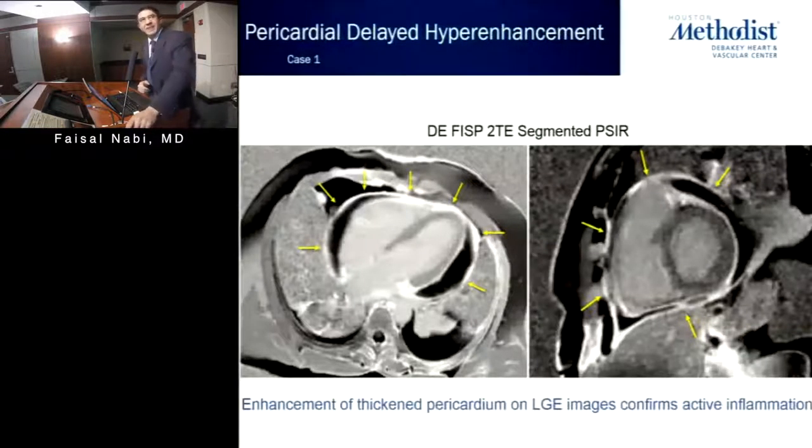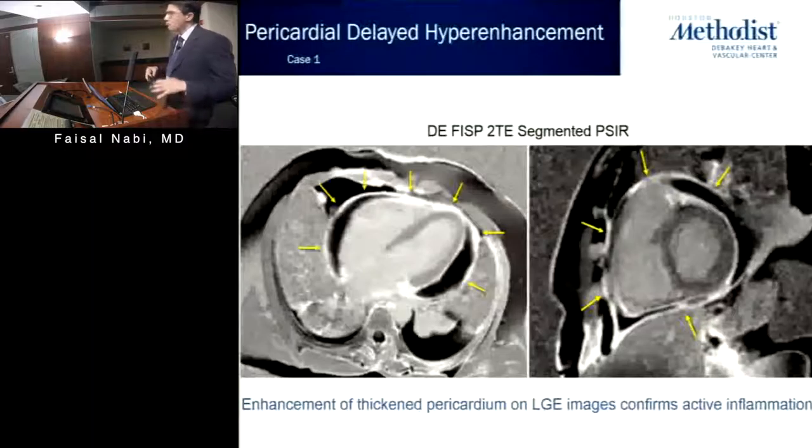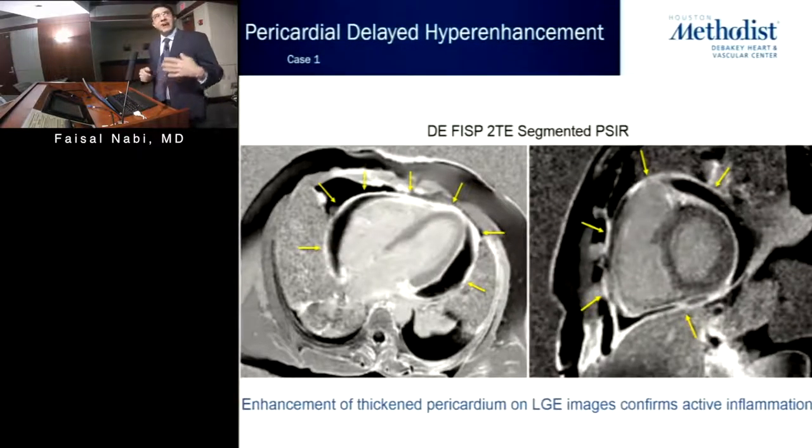And as would be no surprise, as some of our esteemed colleagues have noted, in this particular case there was no delayed hyperenhancement of the myocardium, but there was delayed hyperenhancement of the pericardium. This is just a particular sequence that we use. It's a long, complicated name. But the point of it is that you will see diffuse hyperenhancement of this thickened pericardium all circumferentially around the heart. And more slides about this to come, but this hyperenhancement of the pericardium is pretty much histological confirmation of active inflammation going on.